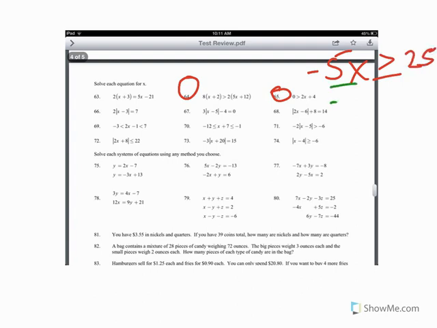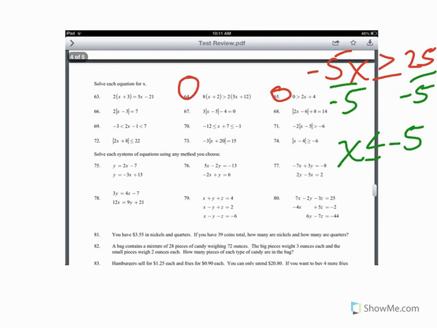If I'm dividing by negative 5, not adding, not subtracting, dividing or multiplying by a negative number, your inequality is going to flip. And that's going to give me x is less than or equal to negative 5. Make sure you understand that.